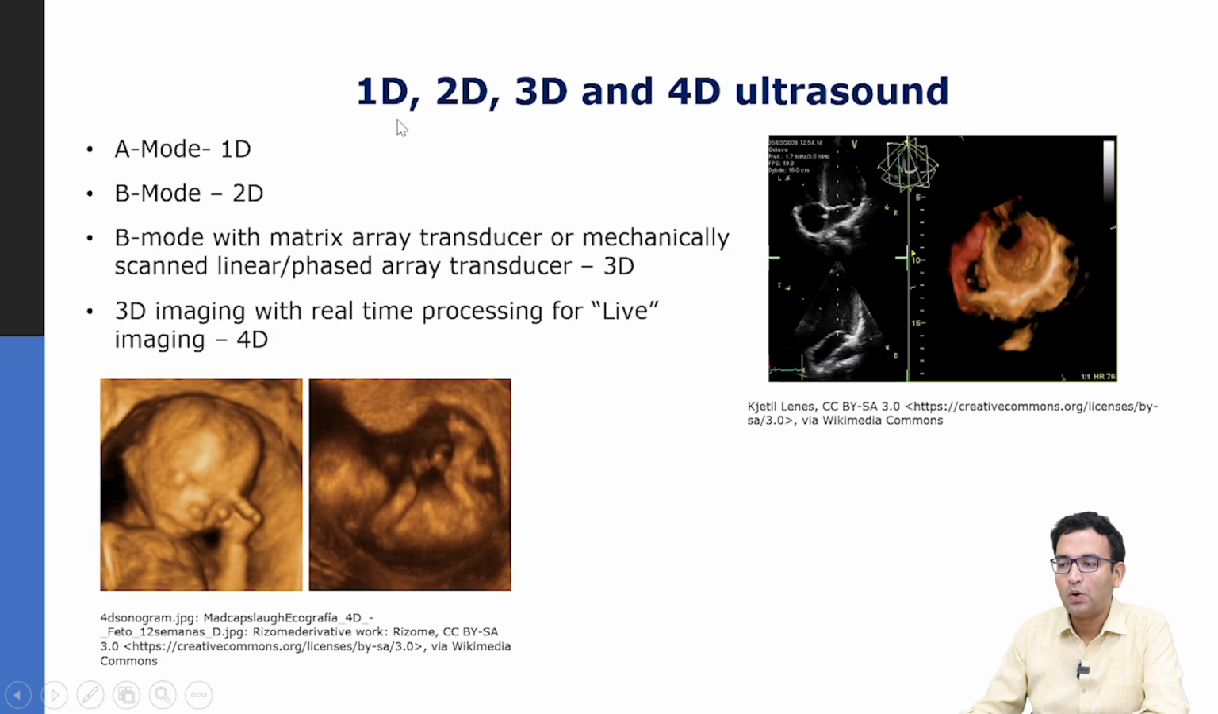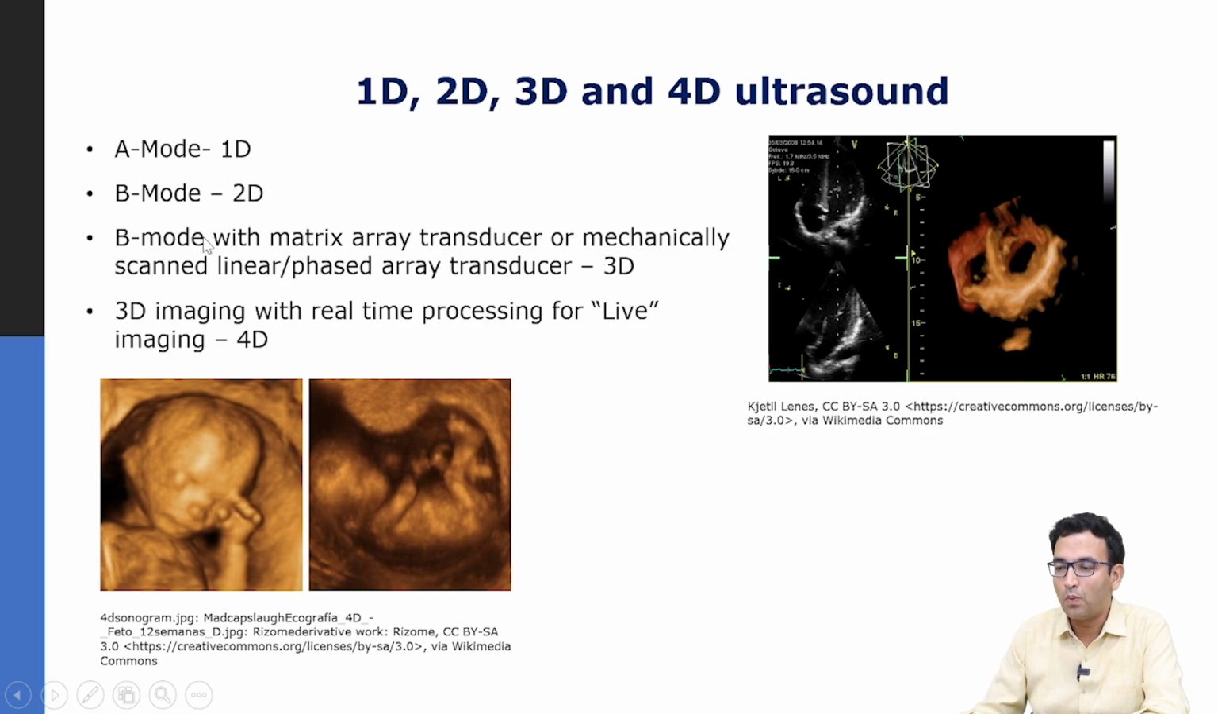Then we discussed 1D, 2D, 3D and 4D ultrasound. A mode being the simplest is 1D ultrasound. It is not really an image, although sometimes we call it an image, it is just a one dimensional matrix. And then we have the 2-dimensional ultrasound or B mode ultrasound, which is the most common ultrasound that you have seen. And then if you have B mode with a matrix array transducer, more on this later, but this is a 2-dimensional array transducer as opposed to the standard 1-dimensional linear array transducers.